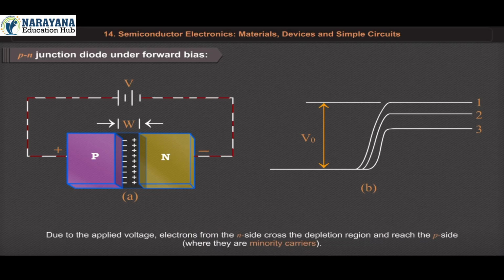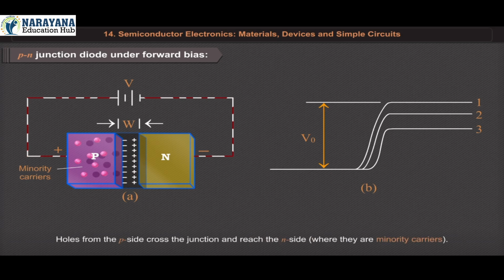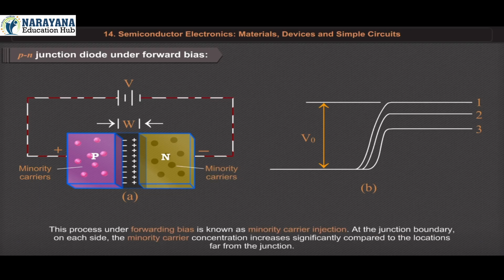Due to the applied voltage, electrons from the n side cross the depletion region and reach the p side, where they are minority carriers. Holes from the p side cross the junction and reach the n side, where they are minority carriers. This process under forward bias is known as minority carrier injection.